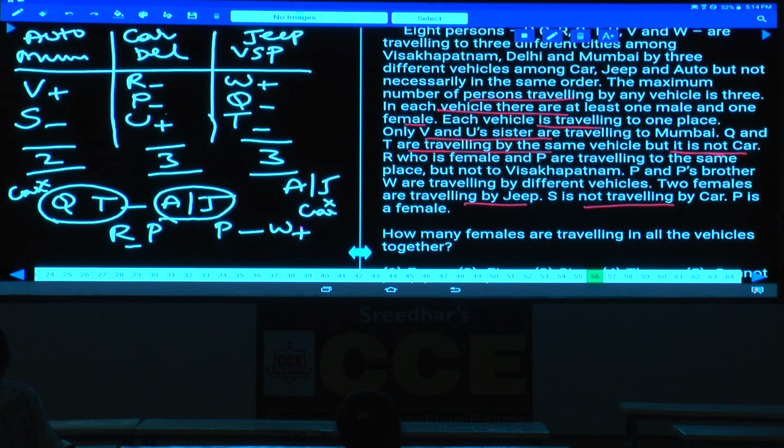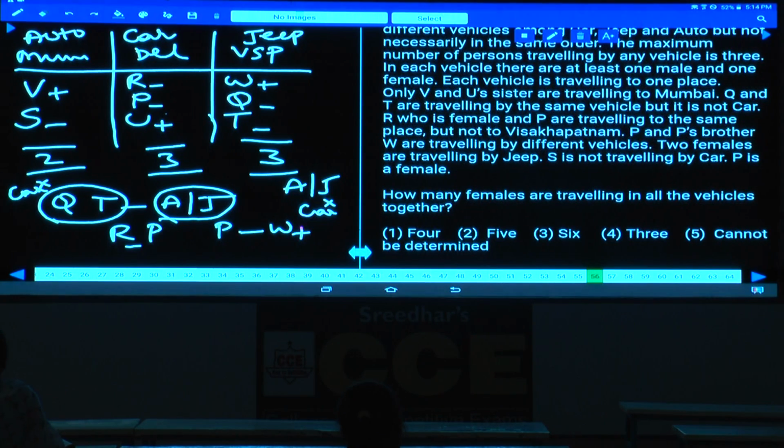Then question number 51. In this question, how many females are traveling in all the vehicles together? That means how many females are there? In total there are 5 females, that is choice 2. There are 5 females in this one.